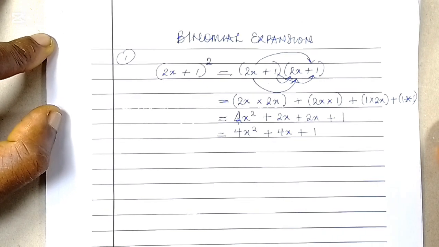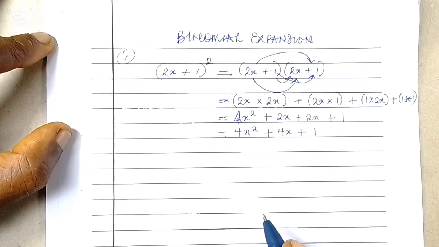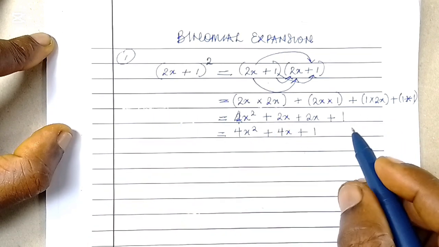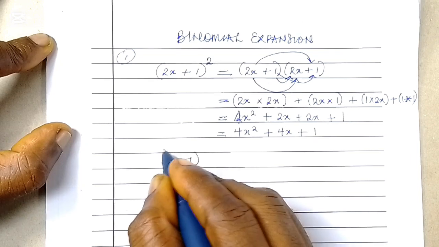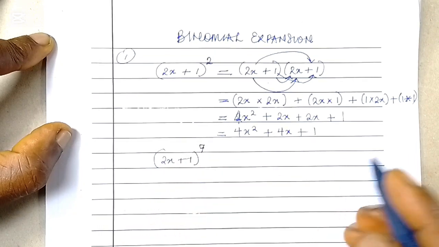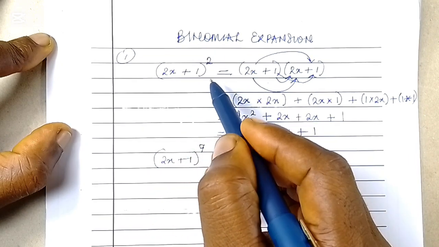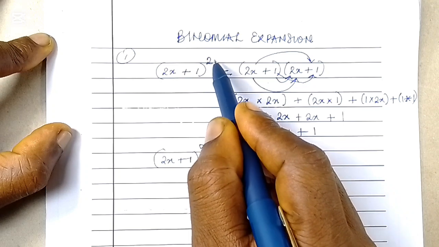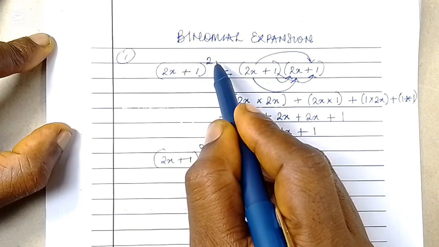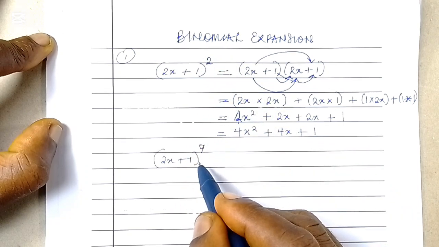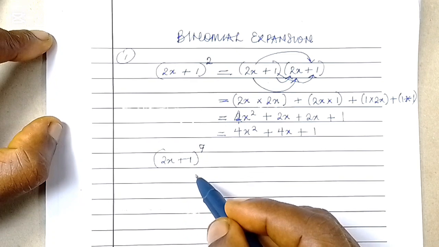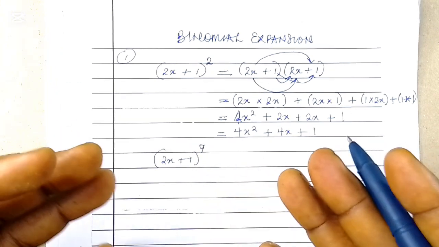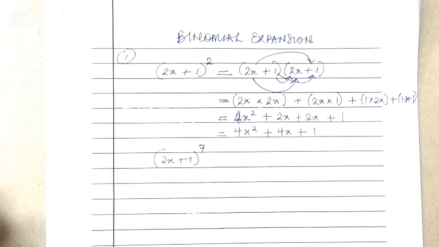Now, question number 1 is this. If you were to be given 2x plus 1 all raised to power 7, it was easier to solve the earlier problem because the power was 2. What about a case where the power is as large as 7? What would the answer be to that expansion? That is the first question.